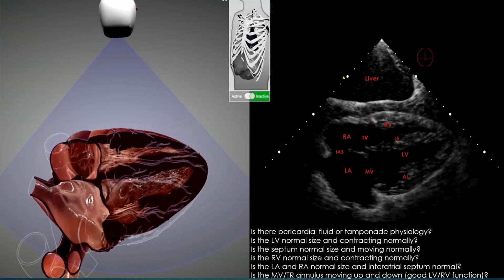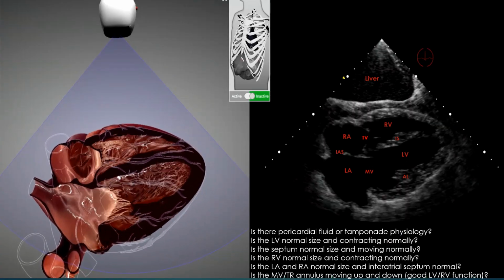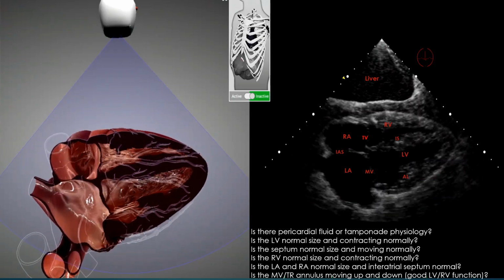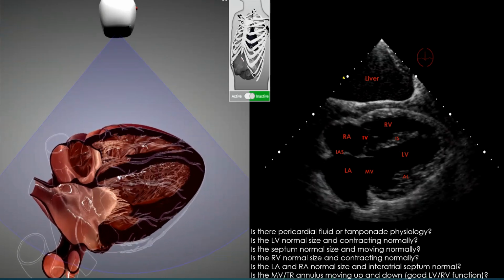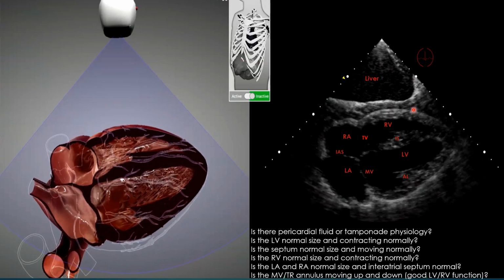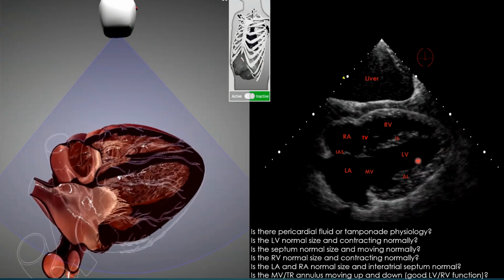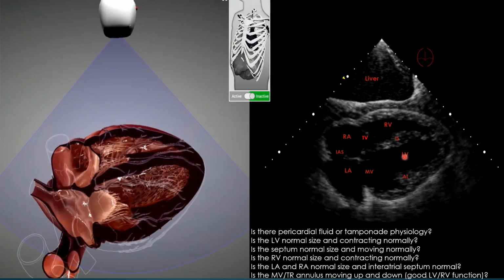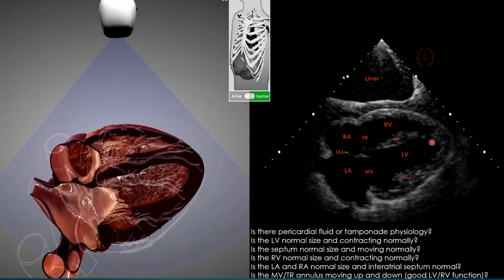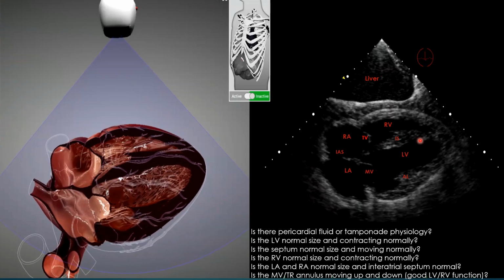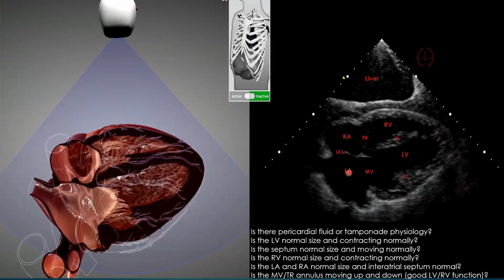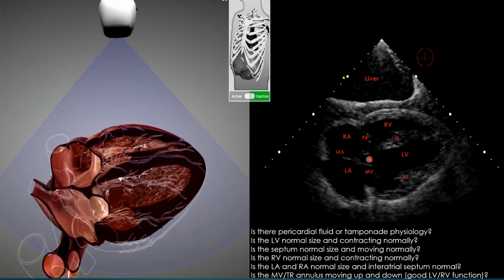So some of the things you ask yourself in this view, and this is another 3D view on the left side: is there pericardial fluid or tamponade physiology? In other words, do you have any anechoic regions around here? Is the LV normal size and does it contract normally? It looks like about half the volume's ejected, all the walls move, the septum moves normally, the RV's normal size, the left atrium and right atrium are normal sized, and the interatrial septum is moving normally.